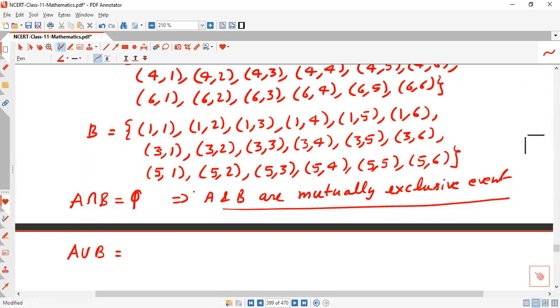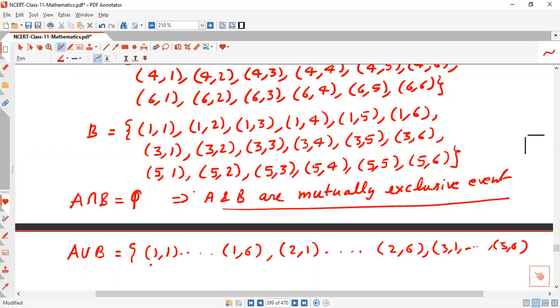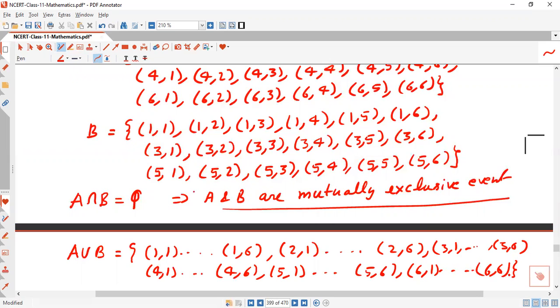we are finding this 18 elements and this 18 elements, we are getting all these 36 elements. You see that here it started from 1,1 to 1,6, 2,1 to 2,6, 3,1 to 3,6, 4,1 up to 4,6, 5,1 up to 5,6, and 6,1 up to 6,6. So we have 36 elements, and that is equal to what?